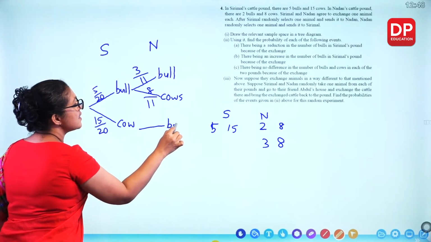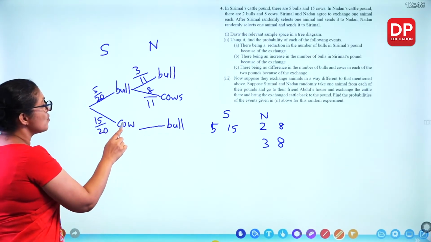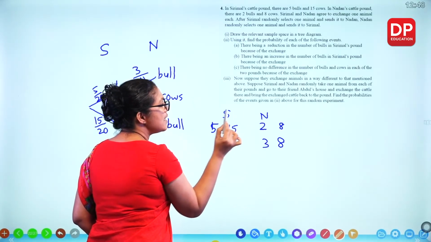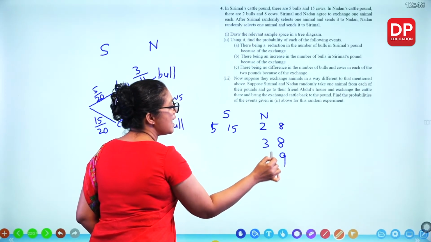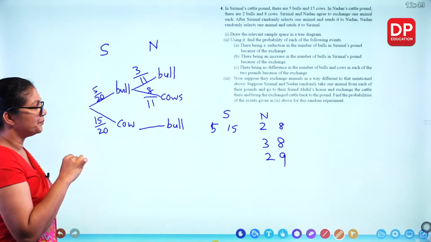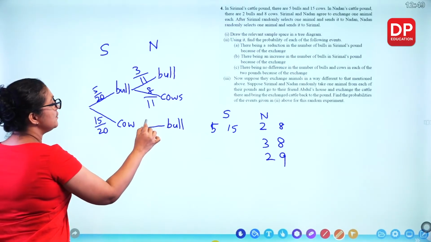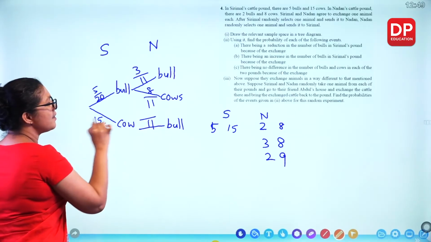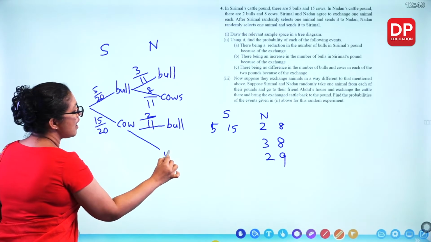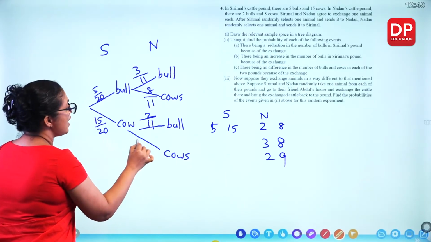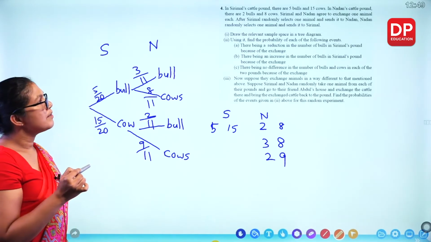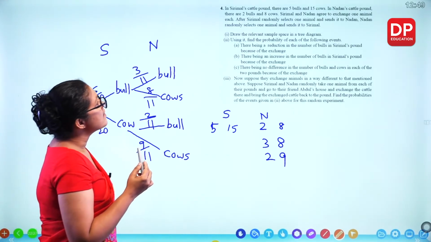What happens now? So when he gives a cow, the number of cows increases. So this becomes 9, but nothing happens to number of bulls. That's 2. So same total, that's 11. Number of bulls becomes 2 over 11 and number of cows becomes 9 over 11. So this is the tree diagram and we'll try to answer the questions.